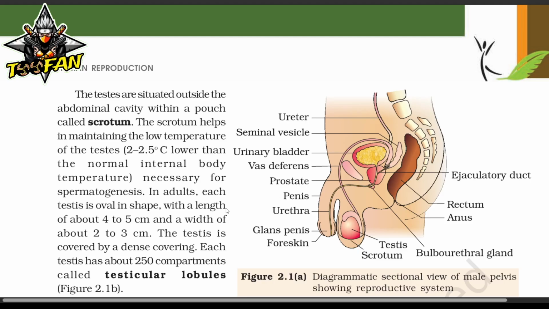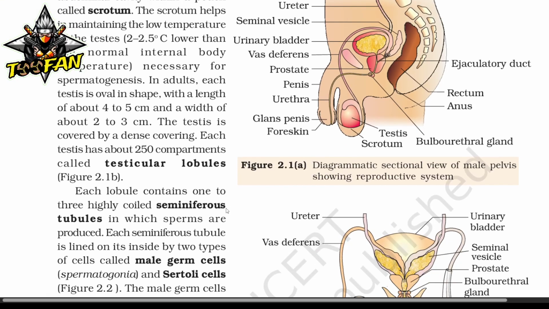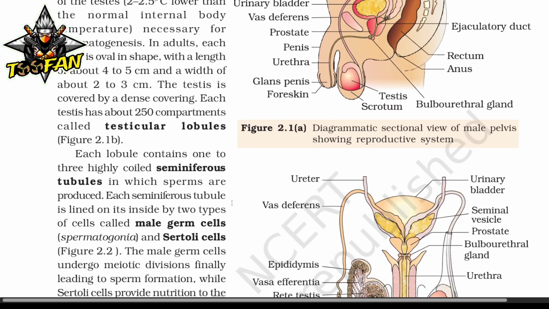In adults, each testis is oval in shape with a length of about 4 to 5 centimeters and width of about 2 to 3 centimeters. The testis is covered by a dense covering. Each testis has about 250 compartments called testicular lobules, and each lobule contains 1 to 3 highly coiled seminiferous tubules in which sperms are produced. Each seminiferous tubule is lined on its inside by two types of cells called male germ cells, spermatogonia, and Sertoli cells.